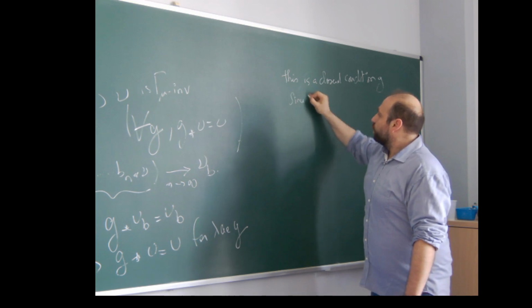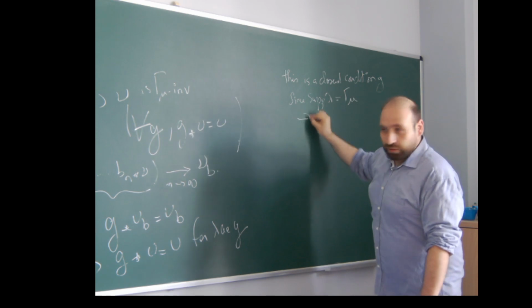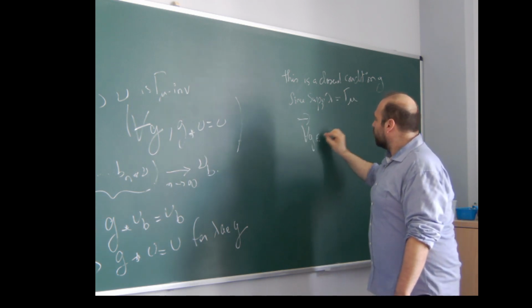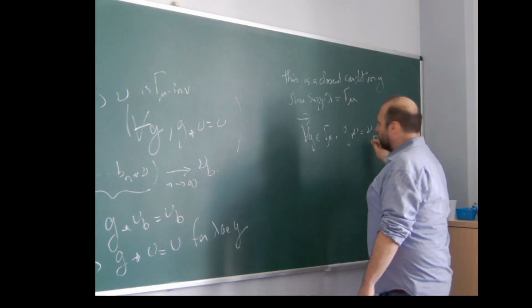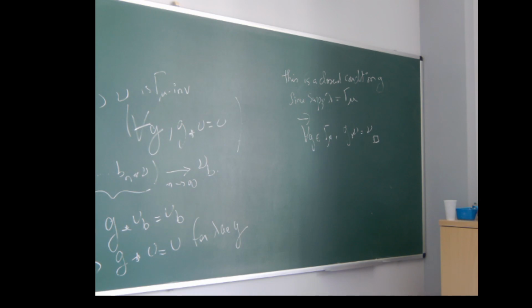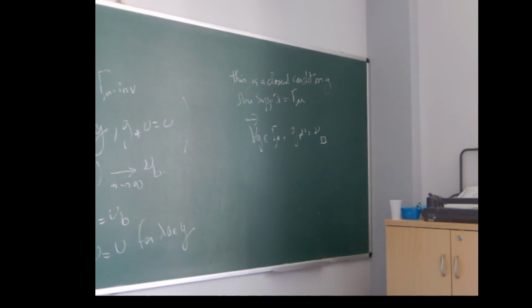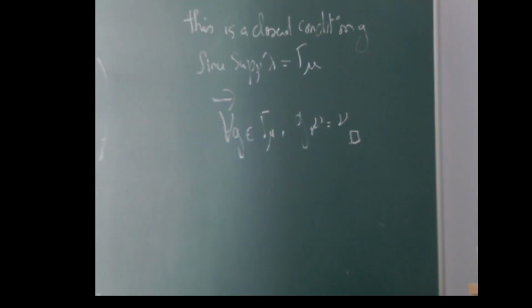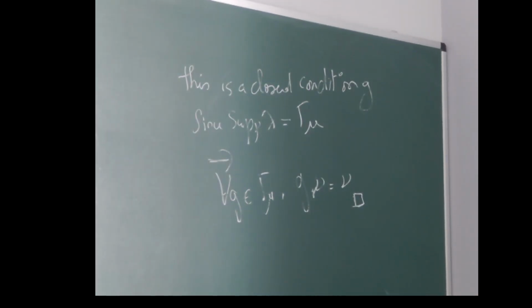Since the support of this measure lambda is gamma mu, this implies that I started with a stationary probability measure, and I showed that it's invariant under the semigroup, not only in average. Stationary means invariant in average. Here I prove it invariant. And since it's abelian, I can just put G here.